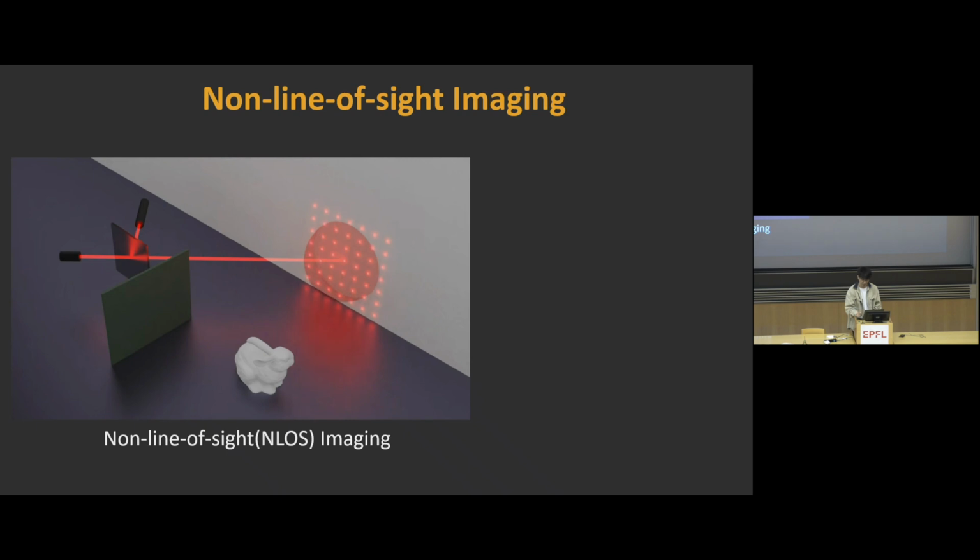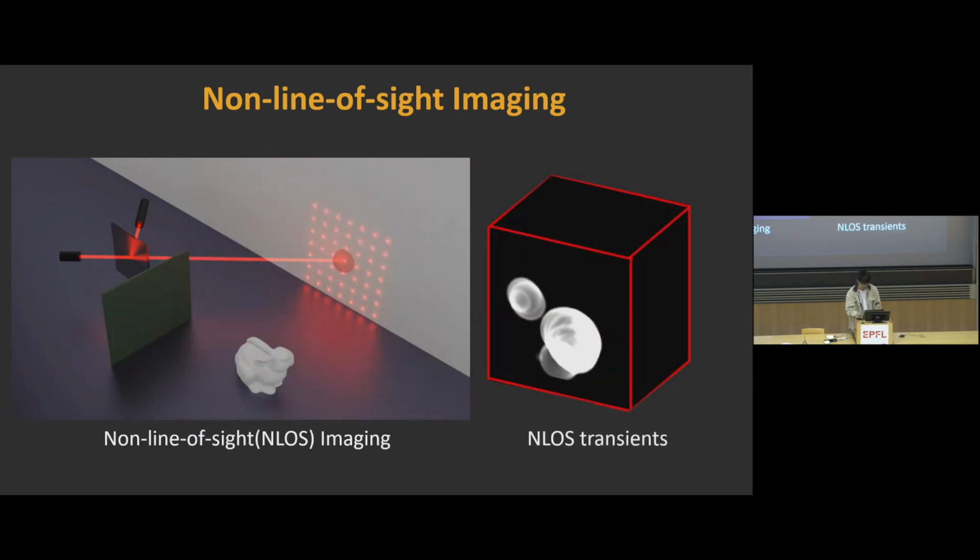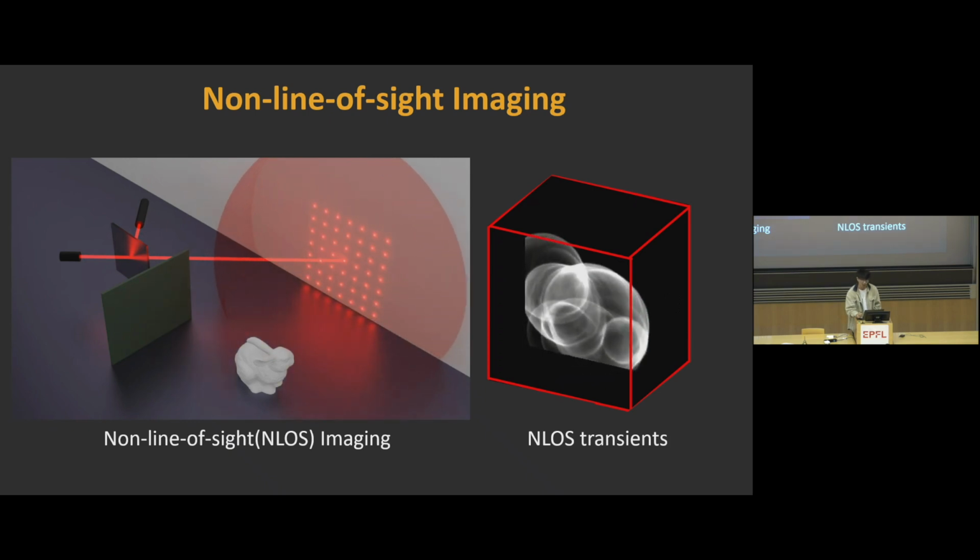To address this problem, we resort to non-line-of-sight imaging, or what we call NLOS imaging. A common NLOS setup uses a pulse laser to illuminate a relay wall. A single photon detector then captures the light that bounces back from the hidden object. By scanning over the relay surface, we can gather measurements of NLOS transients for retrieving the hidden side.